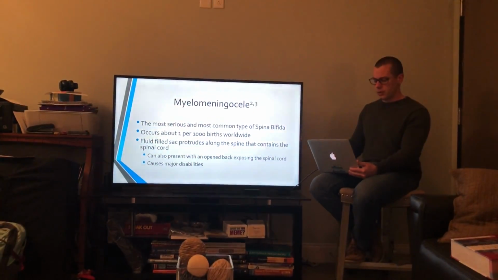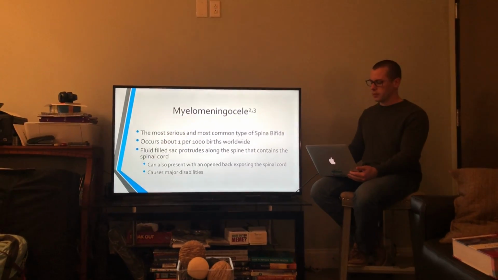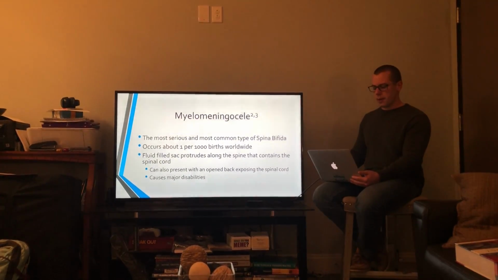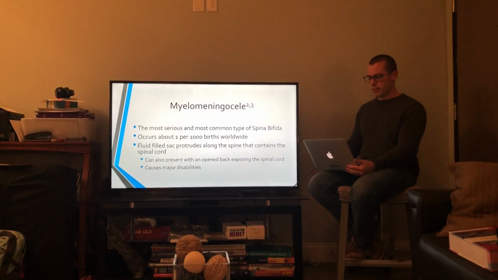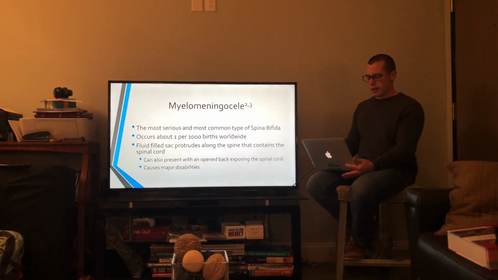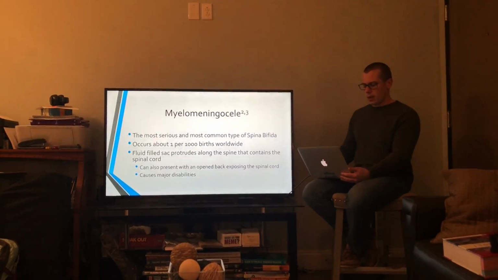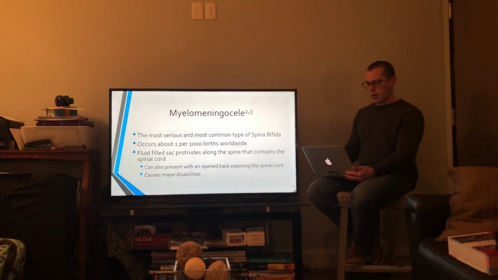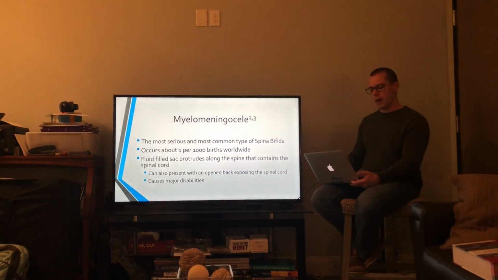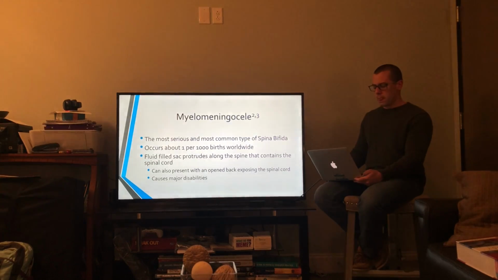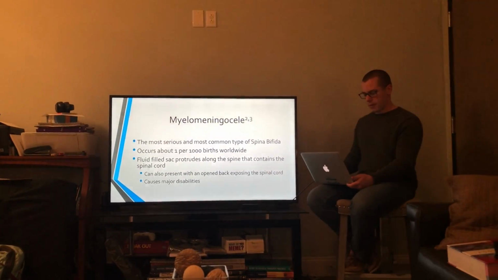So myelomeningocele is the most serious and most common type of spina bifida, and it occurs in about 1 per 1,000 births worldwide, according to the CDC. The fluid-filled sac protrudes from along the spine and contains the spinal cord, and it can also present as an open back exposing the spinal cord without a fluid-filled sac, and it causes a lot of major disabilities later in life.